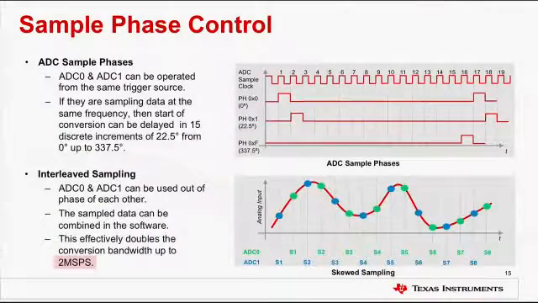The trigger source for ADC 0 and ADC 1 may be independent. The 2 ADC modules can also operate from the same trigger source and on the same or different inputs. If both ADC modules are running at the same sample rate, they may be configured to start conversions coincidentally or with one of the 15 different discrete phases relative to each other. The sample time can be delayed from the standard sampling time in 22.5 degree increments up to 337.5 degrees.